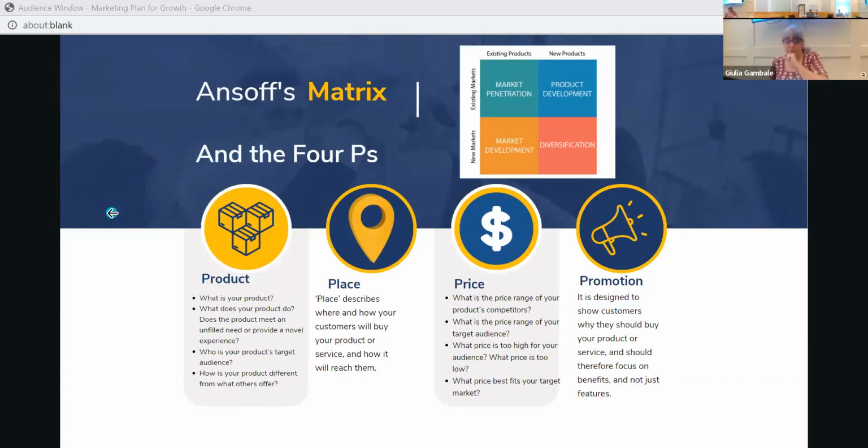Then you have your place, right? So your place describes where and how your customers will buy your product or service and how you will reach them. Do you have a brick and mortar store? Does that brick and mortar store also offer a website where you can purchase online? So I have a client that actually does not ship their products. They have a brick and mortar store. You can order online, but you have to pick up those products.